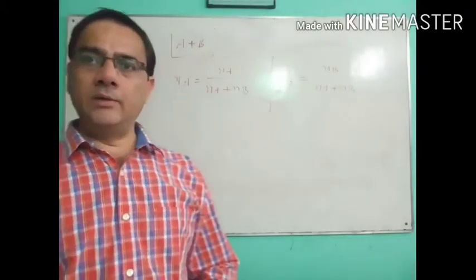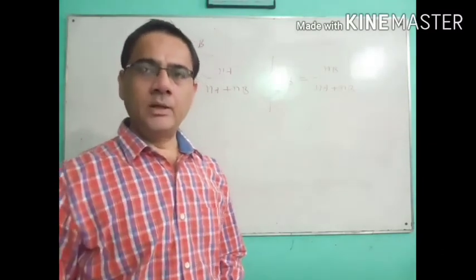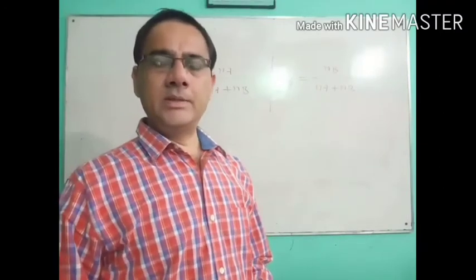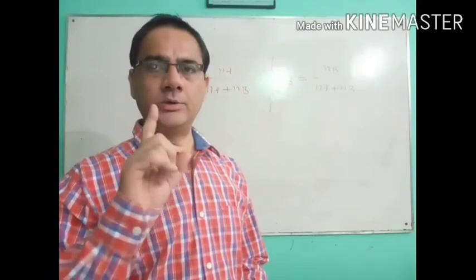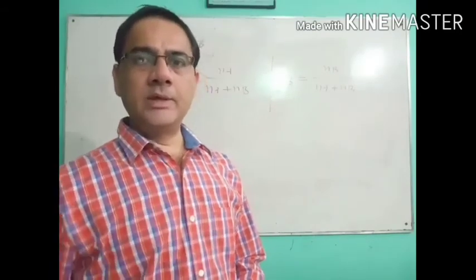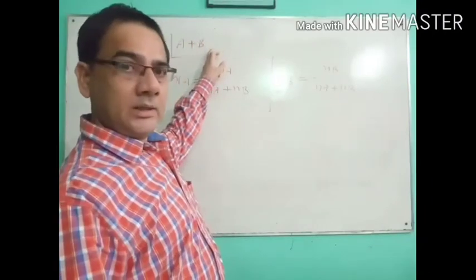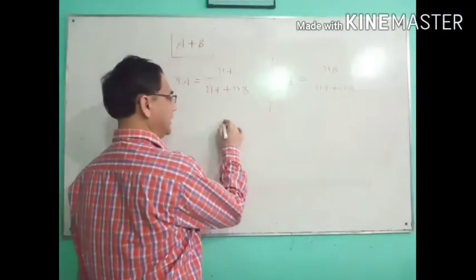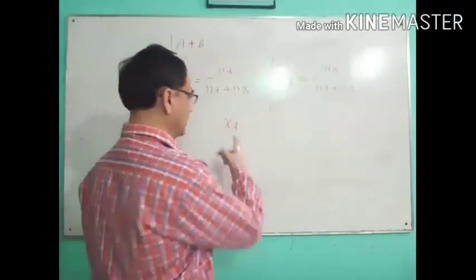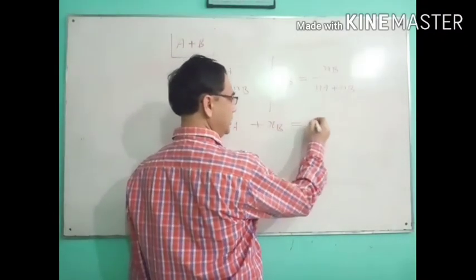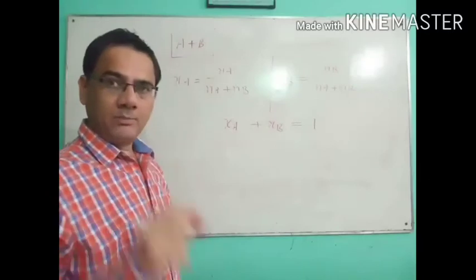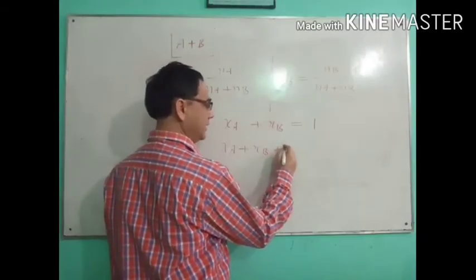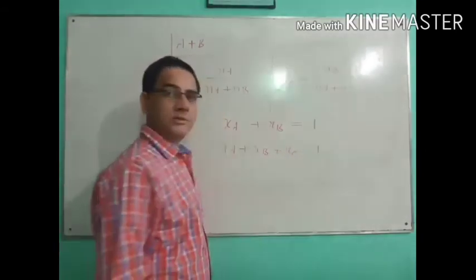The very important thing that I want to say, keep it in your mind: the sum of the mole fractions of all the components present in the solution is always equal to 1. It means if the two components A and B are there, then for any type of solution, XA plus XB is equal to 1. If three components are there, then XA plus XB plus XC is also equal to 1.